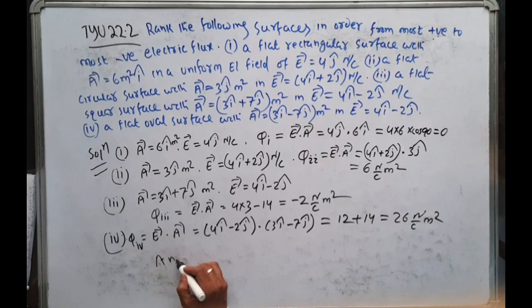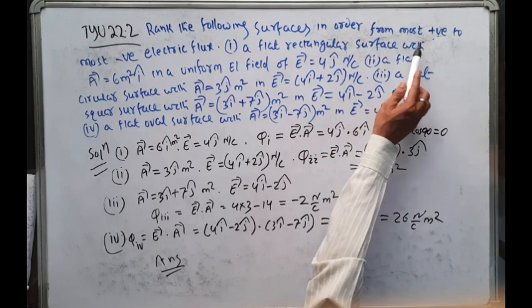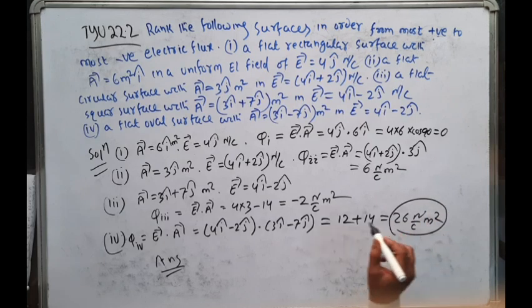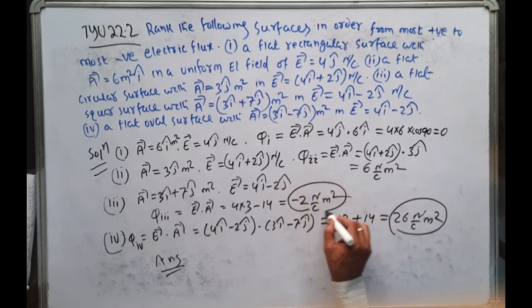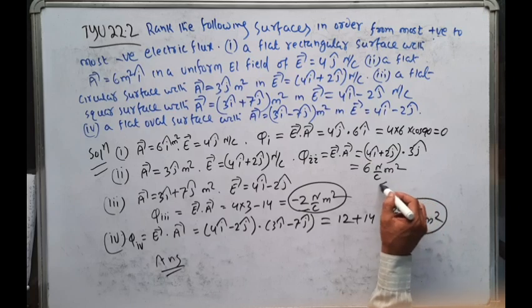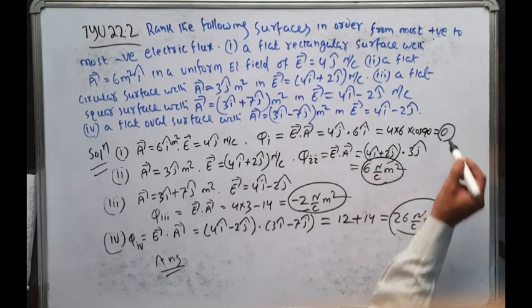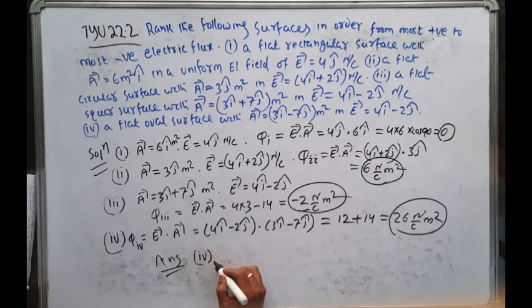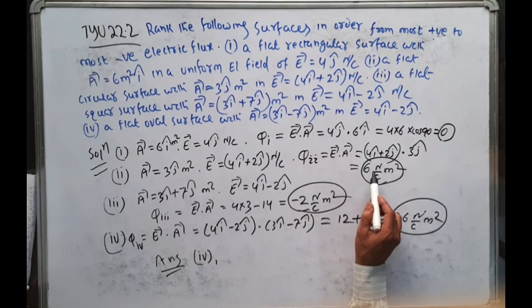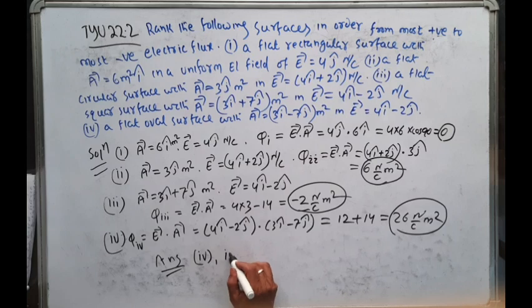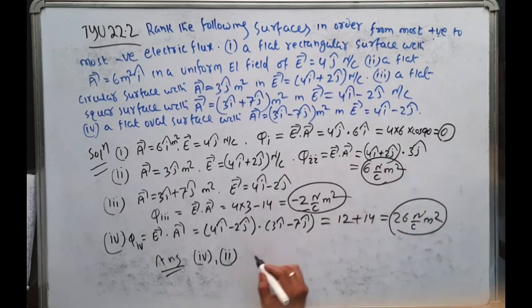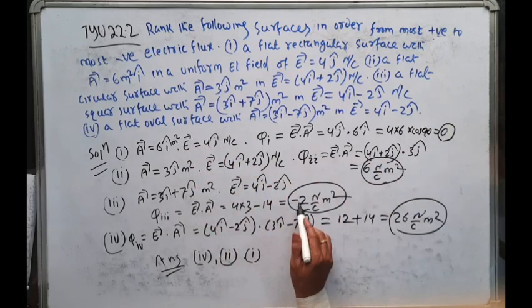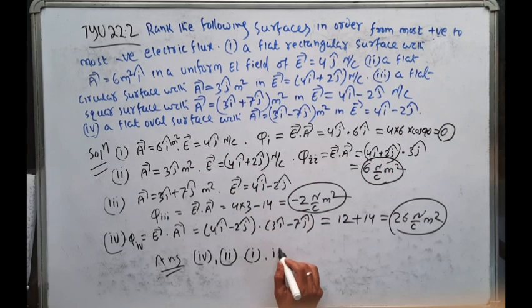So what is the answer? You have to write it from most positive to most negative. So the most positive is 26, that is the fourth answer. Then 6 Newton per coulomb is the second. Then third is 0, that is the first answer. Next is negative, which is the third answer.